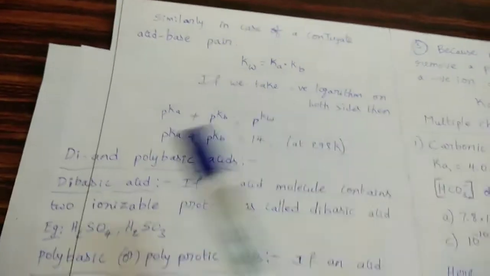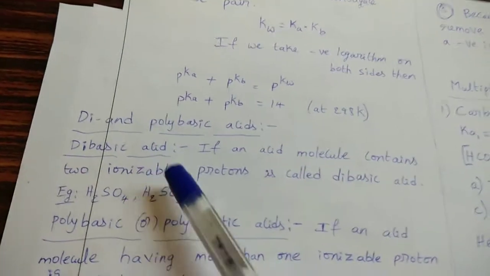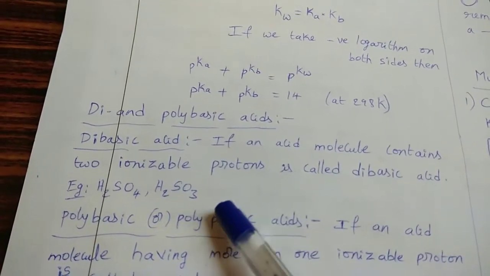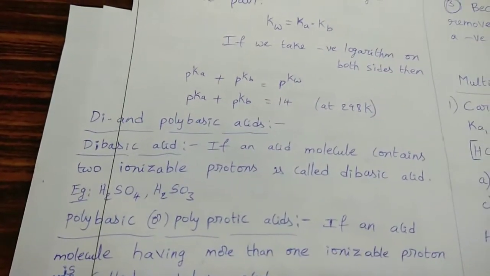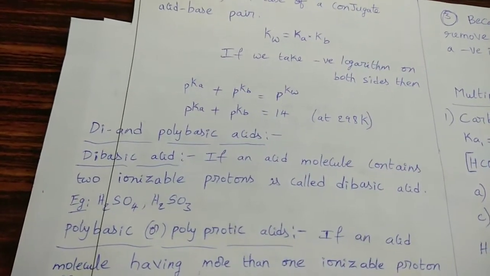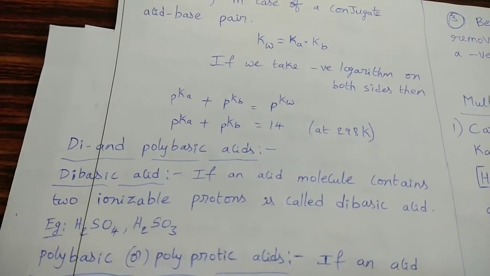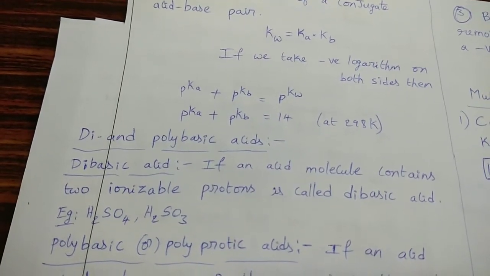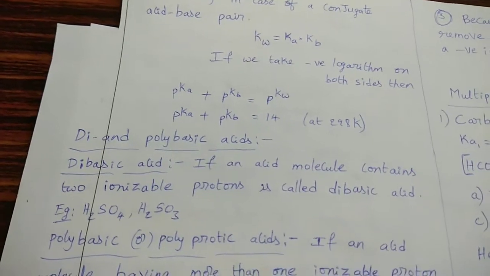Okay. Next, di and polybasic acids. See this dibasic acid. If an acid molecule contains two ionizable protons, it is called a dibasic acid. An acid molecule that produces two H plus ions is called a dibasic acid. Example H2SO4 and H2SO3, sulfuric acid and sulfurous acid. Each molecule produces two H plus ions.